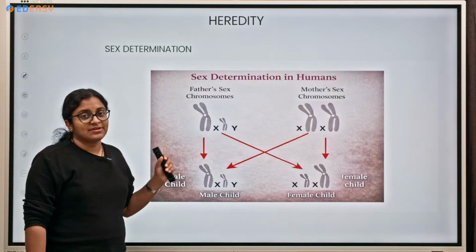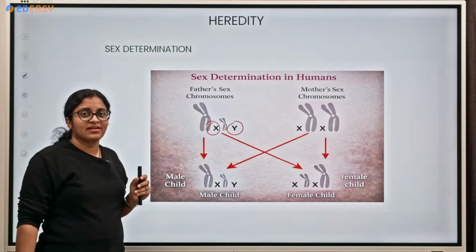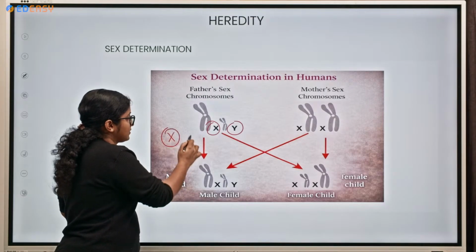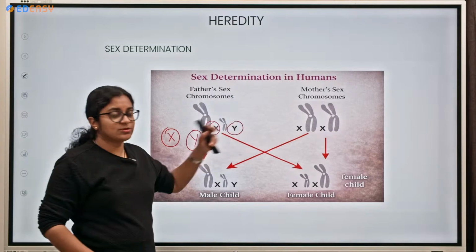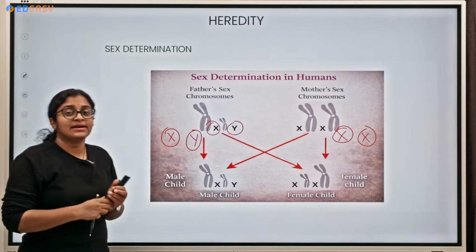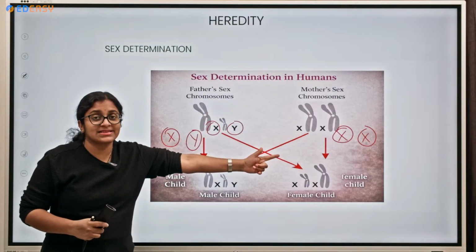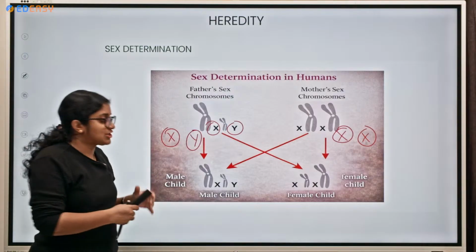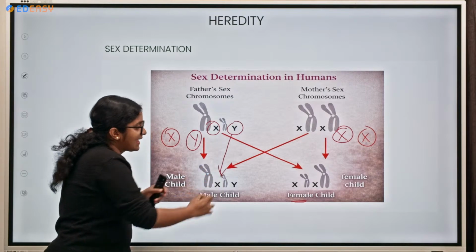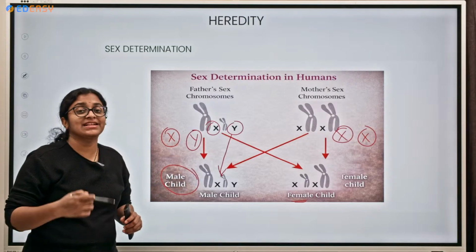Okay, so let's take the male parent and the female parent. Father's chromosomes will be X and Y. During the formation of gametes, the gametes formed will be X and Y. The mother's chromosomes are XX. So when X of male and X of female combine, the child will be a female child, XX. But when Y of male and X of female combine, the child will be XY, meaning a male child.